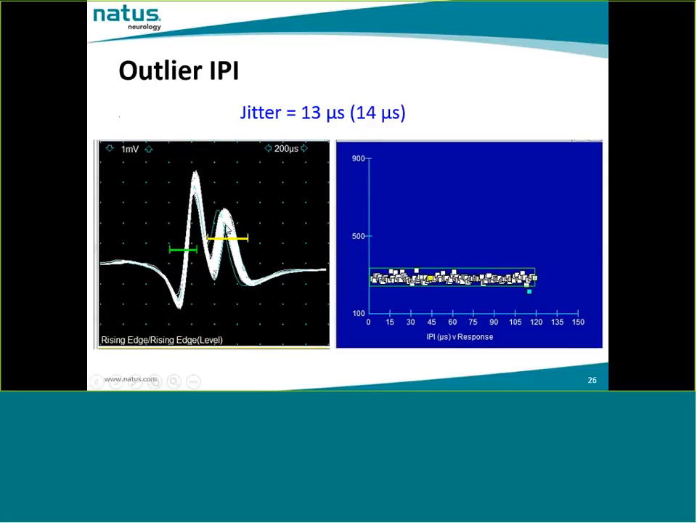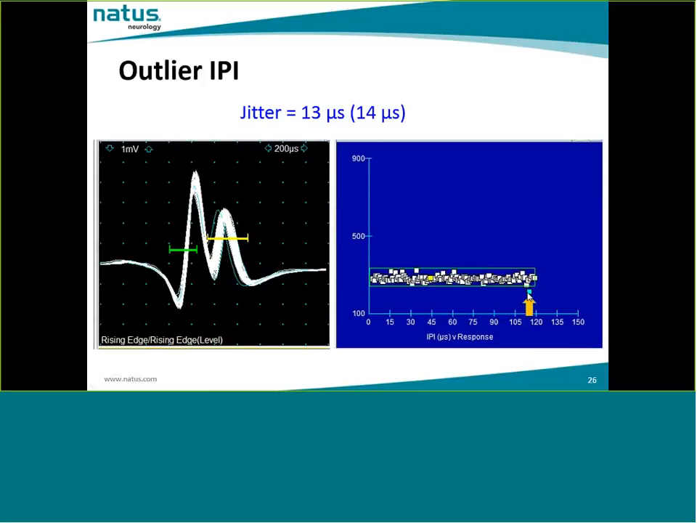So here is a recording. We have a nice action potential pair. We have placed the windows, and here is the distribution of interpotential intervals. The green rectangle that you see on top of it represents a 3 standard deviation band about the mean. All the interpotential interval values that are inside this box are used to calculate jitter. We have one outlier value shown by the blue data point. Notice that it is below the box. This is a very short interval.